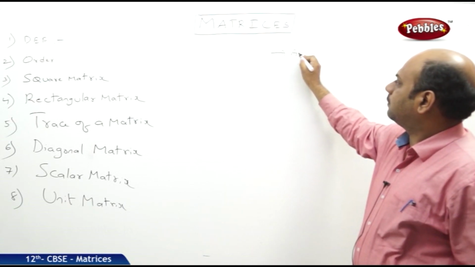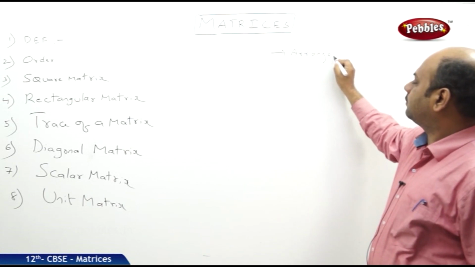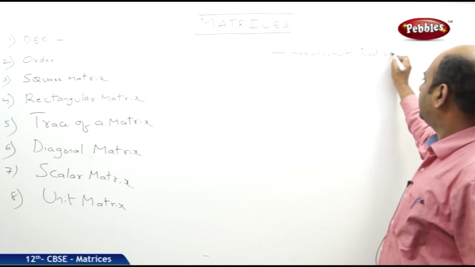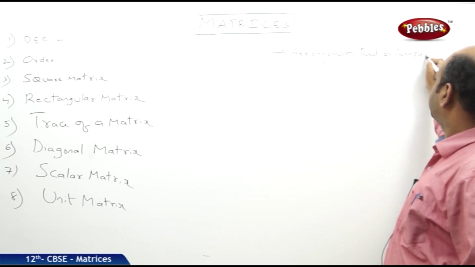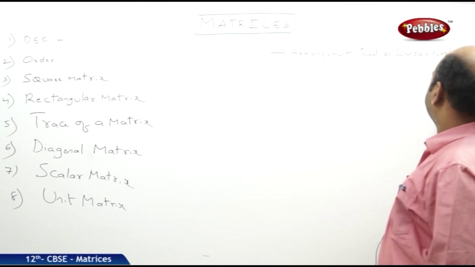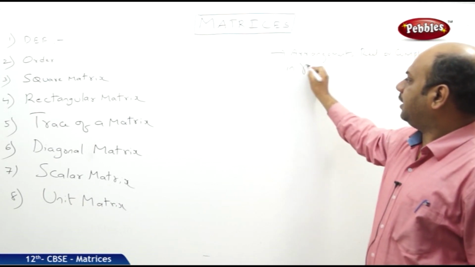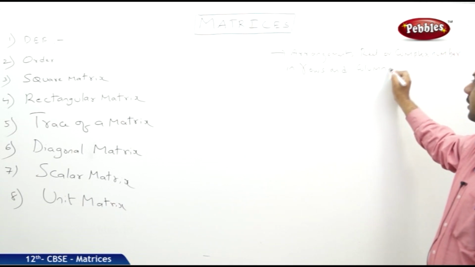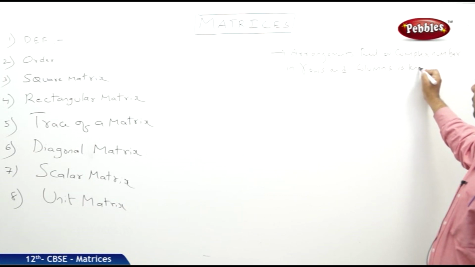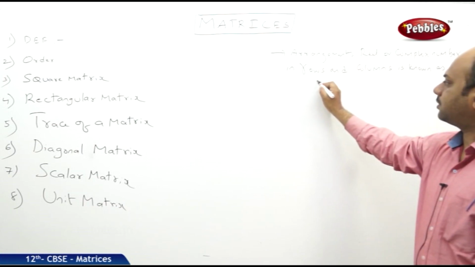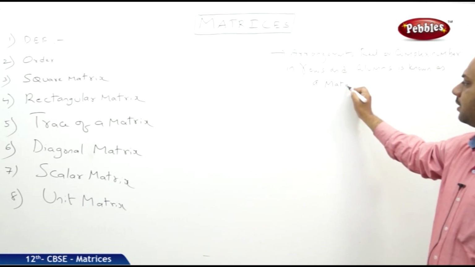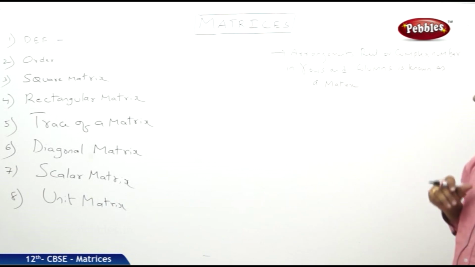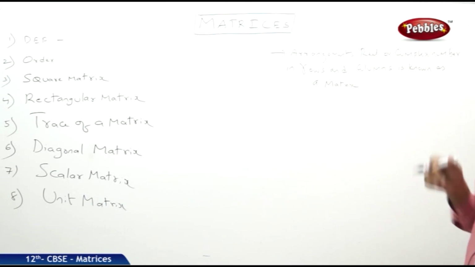Arrangement of real or complex numbers in rows and columns is known as a matrix. I am repeating once again, beta. Arrangement of real or complex numbers in rows and columns is known as a matrix.